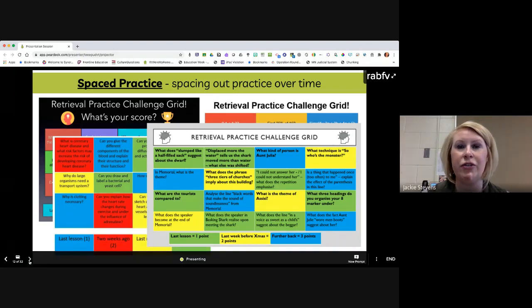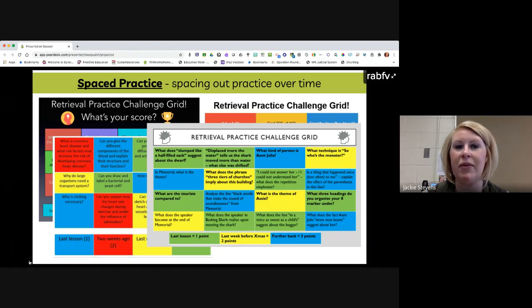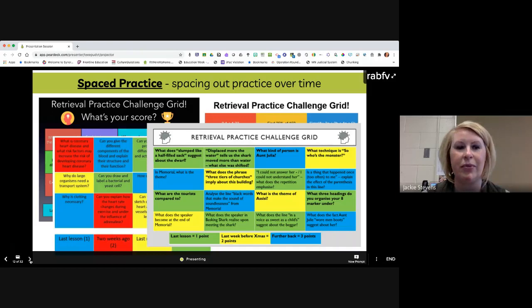If you are interested in seeing examples of them, if you just Google retrieval grids, you will find lots of examples of them.